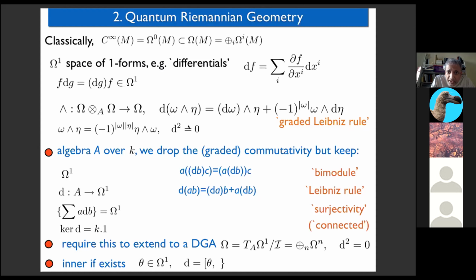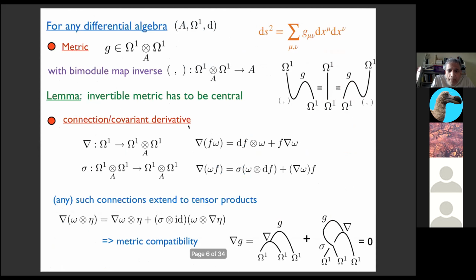Well, I won't worry about inner, it's not relevant to today's talk. Now, what about a metric? Here we start to differ from Alain Connes and many other people, in that we think of a metric the same way as physicists think of a metric, namely a tensor. So G is an element of omega-1 tensor over A omega-1. Physicists would write something like ds squared, this will be the metric. But there's a tensor product over C infinity of M hidden in the physicist notation for metrics, and we just have to make that explicit.